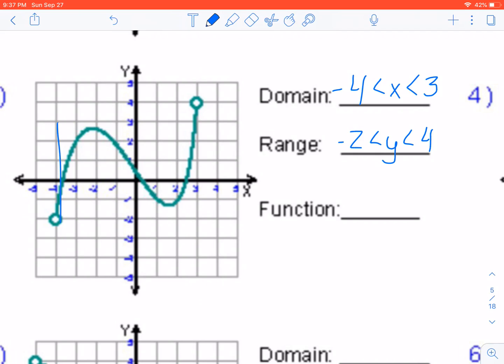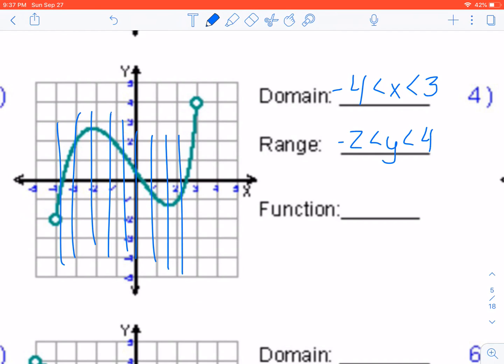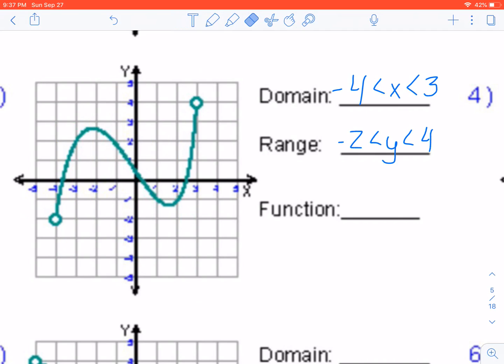Now, draw vertical lines. Does it ever hit the graph twice? The answer is no. Therefore, this is a function. The x's do not repeat.